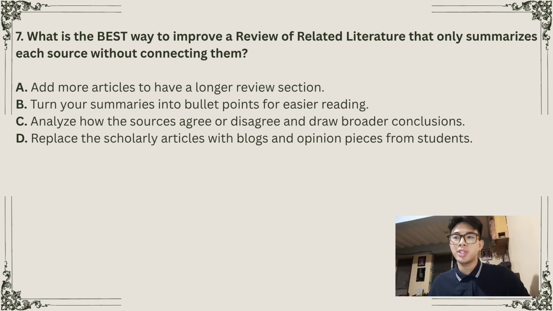Number 7. What is the best way to improve a review of related literature that only summarizes each source without connecting them? Letter A. Add more articles to have a longer review section. Letter B. Turn your summaries into bullet points for easier reading. Letter C. Analyze how the sources agree or disagree and draw broader conclusions. Letter D. Replace scholarly articles with blogs and opinion pieces from students.